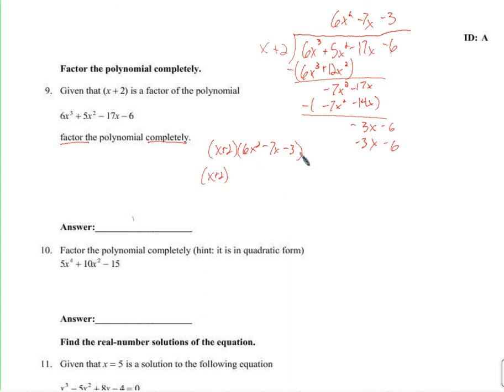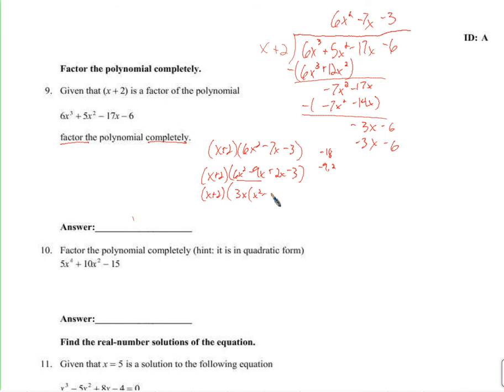How do we factor it? I like to factor by grouping. 6 times negative 3, negative 18. What multiplies to negative 18 and adds to negative 7? How about negative 9 and 2? So 6x squared minus 9x plus 2x minus 3. Group.